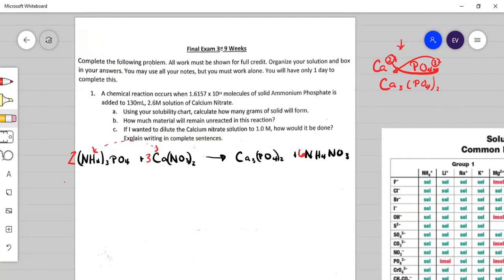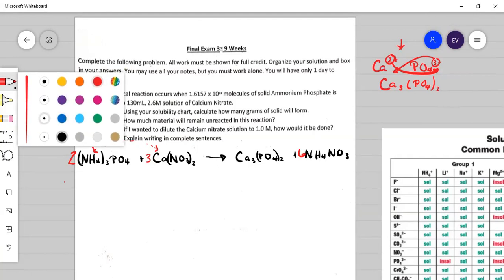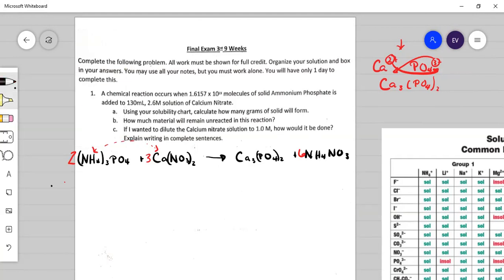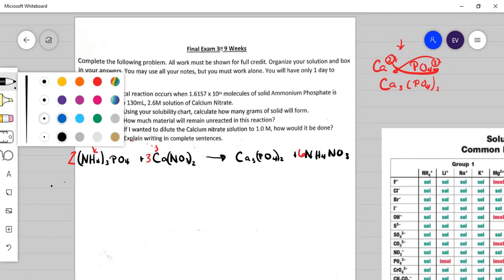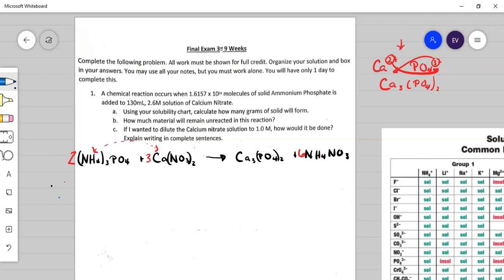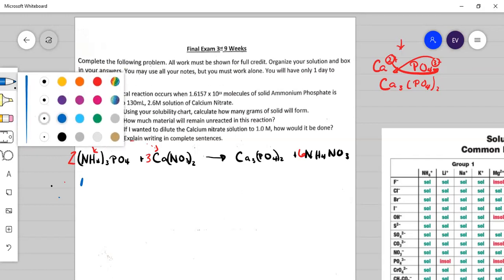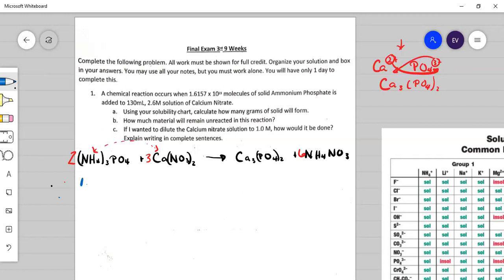All right, now that we have a balanced chemical equation, we can start working the problem. So it says here that I have 1.6157. In order for me to calculate product, I'm going to have to use stoichiometry. If I'm going to use stoichiometry, I'm going to use mole ratio, and I can't use mole ratio without moles. So I need to convert my values into moles.